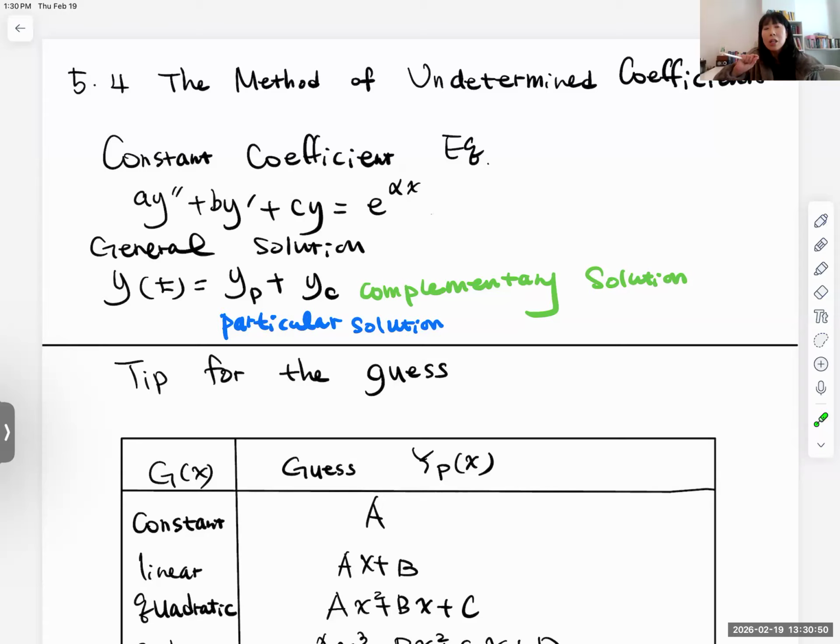In the last section, we found the general solution, which consists of a particular solution and a complementary solution, right? Previously the complementary solution was the general solution, and the form was the same. Then we have a new concept here: undetermined coefficients.